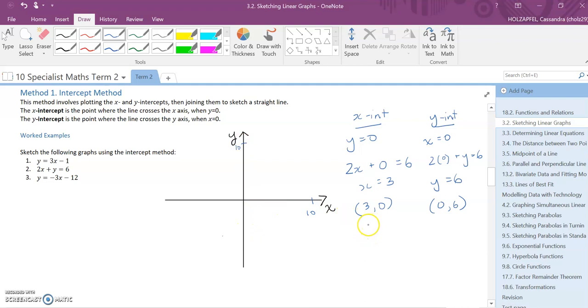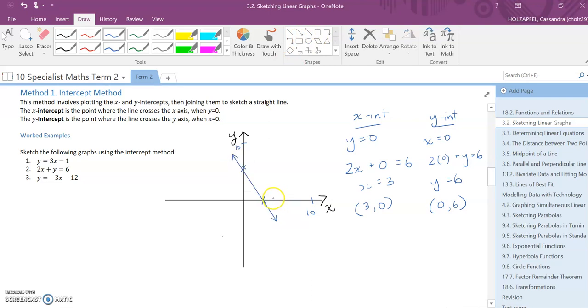This first point here, this x-intercept, is going to be at 3, 0. So we're going to go roughly about here, and we're going to draw a little cross there. Then our y-intercept is going to be at 0, 6. If that's about 5, that's going to be about 6 there. And again, we're going to draw the line. There we go. That's roughly going through our 2 crosses.